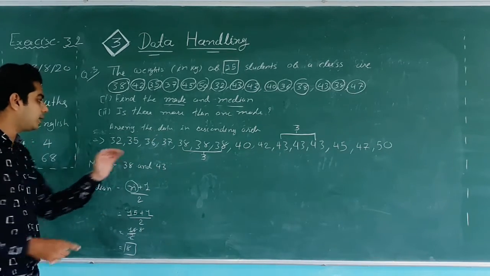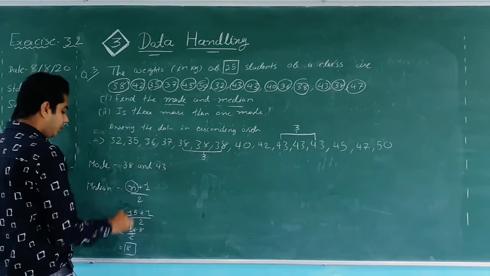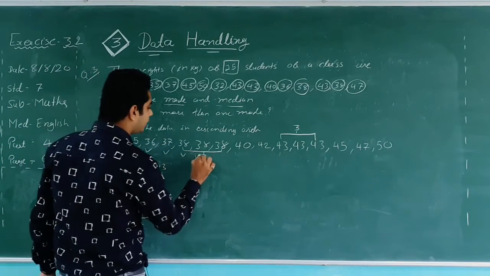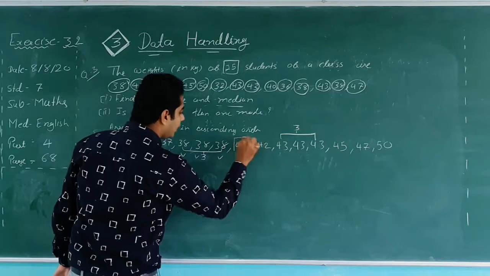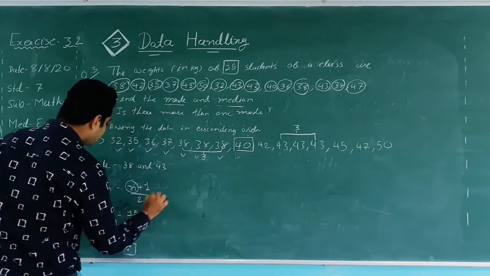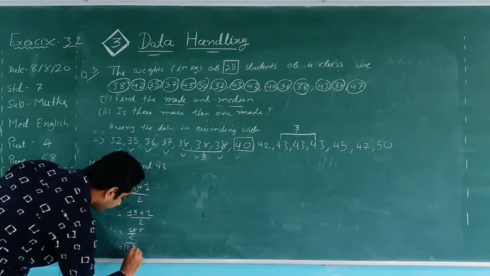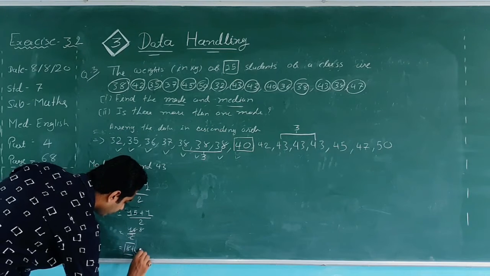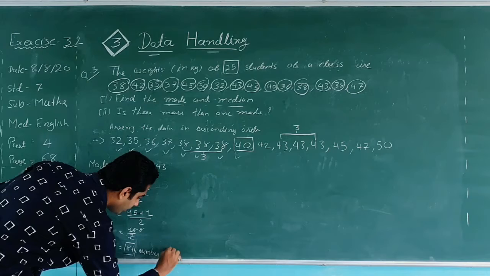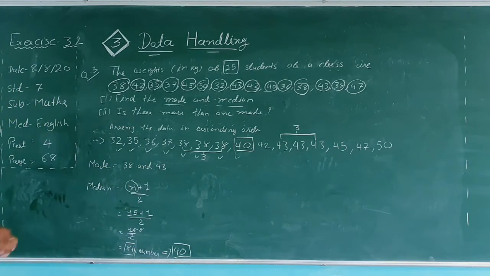So here, in the data we have set in ascending order, the 8th number is your median. So here 1 2 3 4 5 6 7 and 8. So the 8th number, which is 40. You have to write like this: the 8th number. So the 8th number is what? Which is 40. So your median is 40.